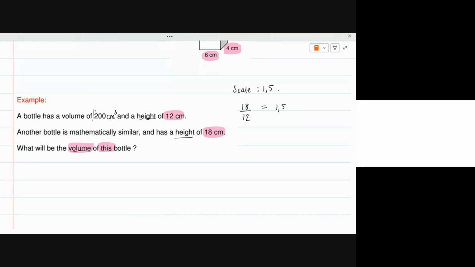We know that the volume of the old one was 200 centimeters cubed. So I know that the volume of the new bottle needs to be 200 times, not just 1.5, but 1.5 cubed. That's the answer we're looking for. So we're looking for 200 times 1.5 cubed. Anybody can drop an answer in the chat for me. That's it, Theo. 675 centimeters cubed.